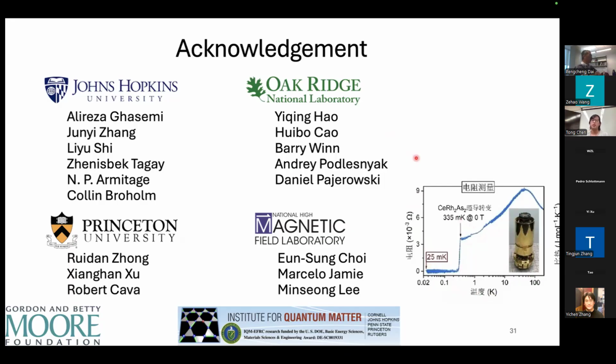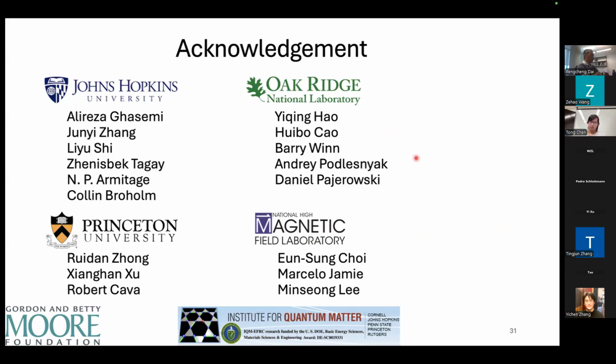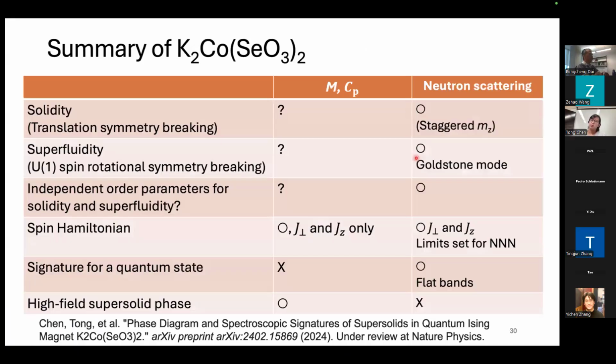Okay, thank you, Tong. Very nice result. So I wanted to ask you some other questions. What do you expect to be the differences in the signatures for the low field and high field so-called supersolid phase?